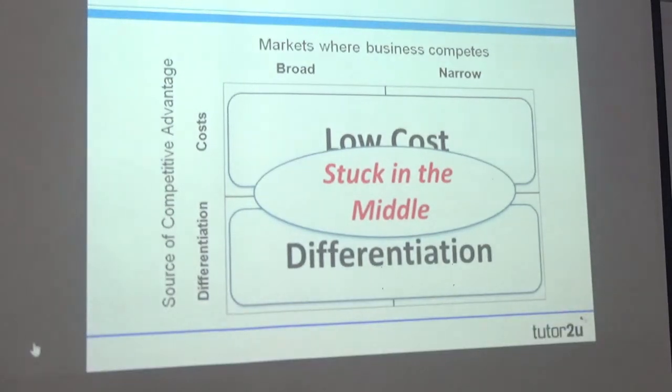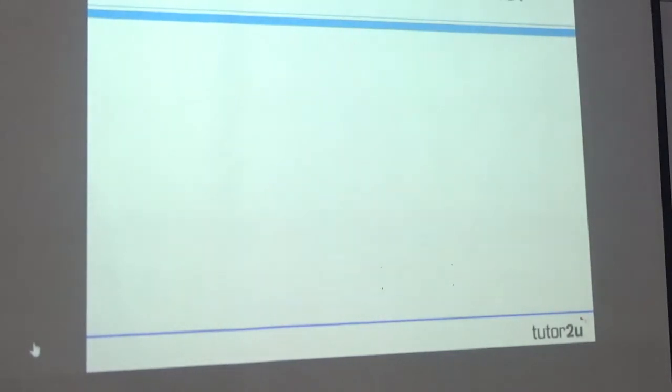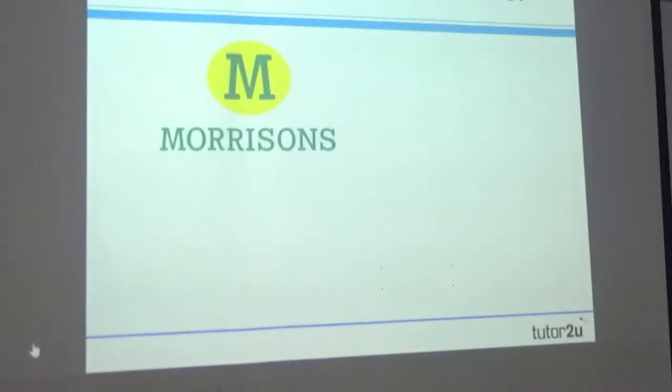And the problem of being stuck in the middle is that you are faced with competitors who have lower costs and therefore may be able to offer lower prices. And similarly, you are also faced with competitors who have a highly or more differentiated product or service, and therefore they're more likely to appeal to customers who value that differentiation. So Paul basically argued that businesses stuck in the middle between low cost and differentiation would be likely to suffer competitive disadvantage. And I guess we all have different views on this.